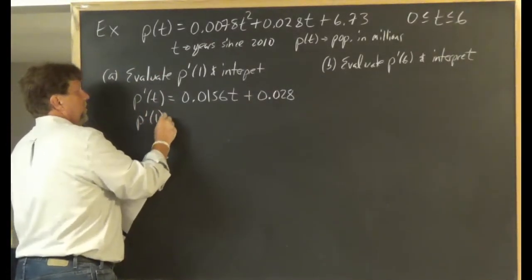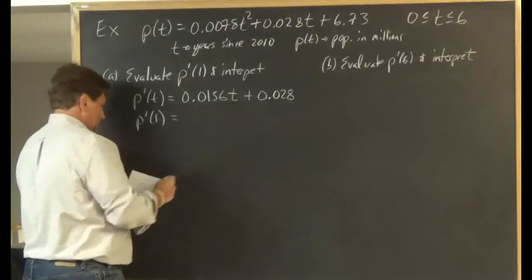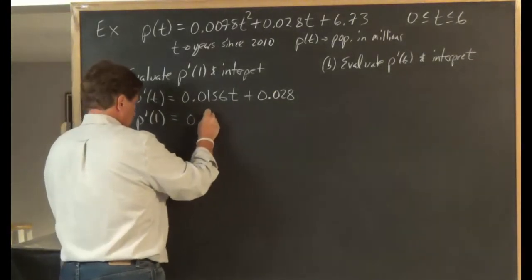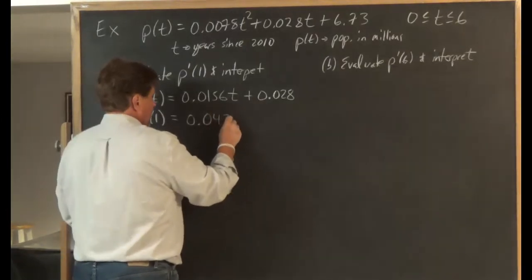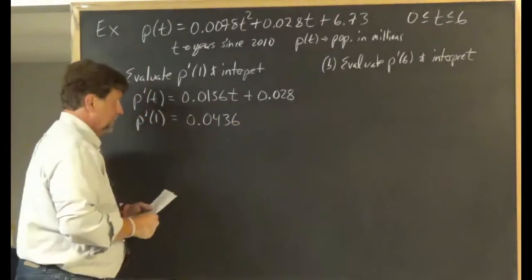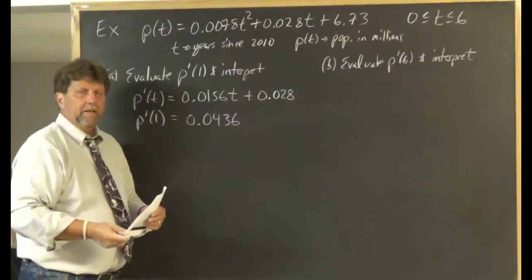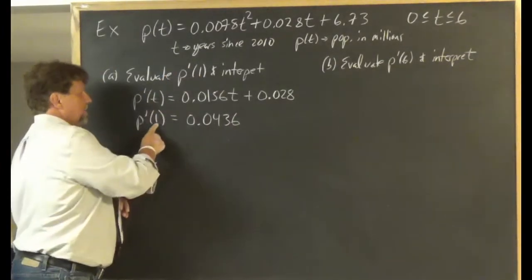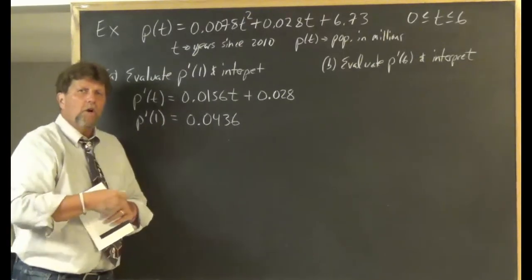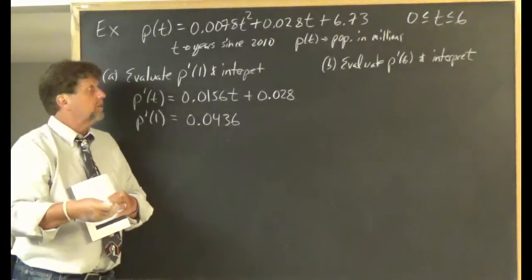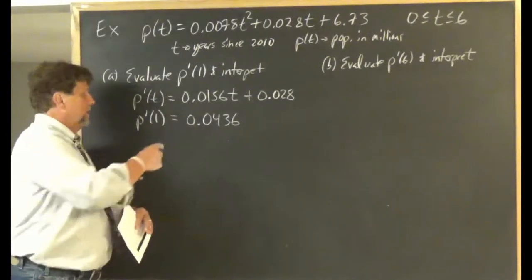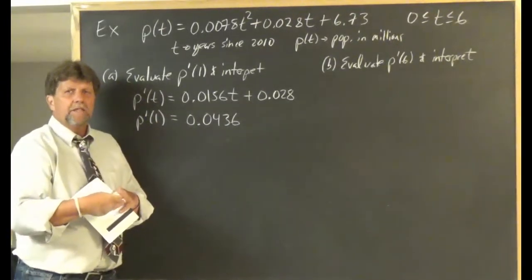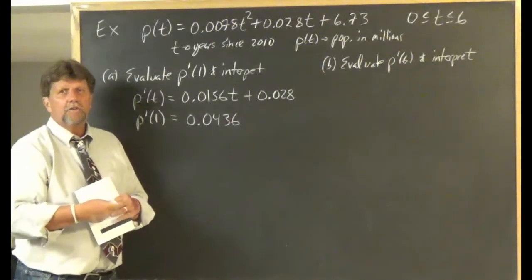We can now evaluate the derivative at 1. So 1 comes in for the t, and we get 0.0436. So what does this mean? Well, remember, t is the number of years since 2010. So a t value of 1 would be 1 year since 2010. That would be the year 2011.